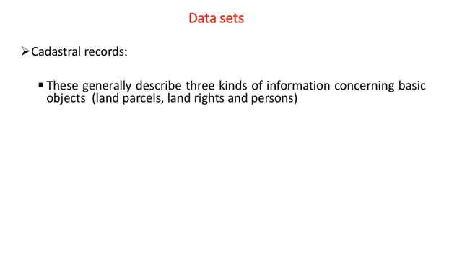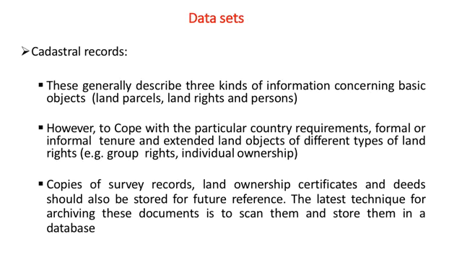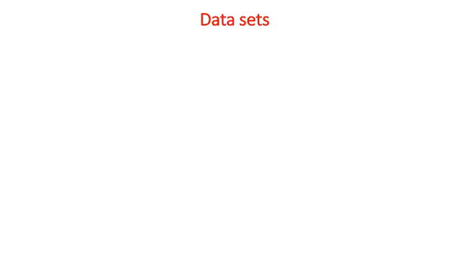Cadastral records generally describe three kinds of information concerning the basic objects: land parcel, land right, and a person. However, to cope with a particular country's requirements, formal or informal tenure, and extended land objects of different types of land right, group right, or individual ownership. It also provides copies of survey records, land ownership certificates, and deeds to store for future reference. The latest technology for archiving these documents is by scanning and storing them in a database.